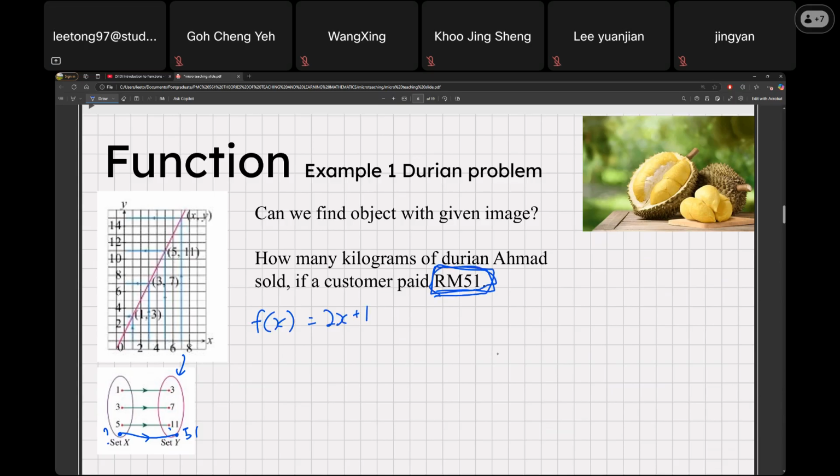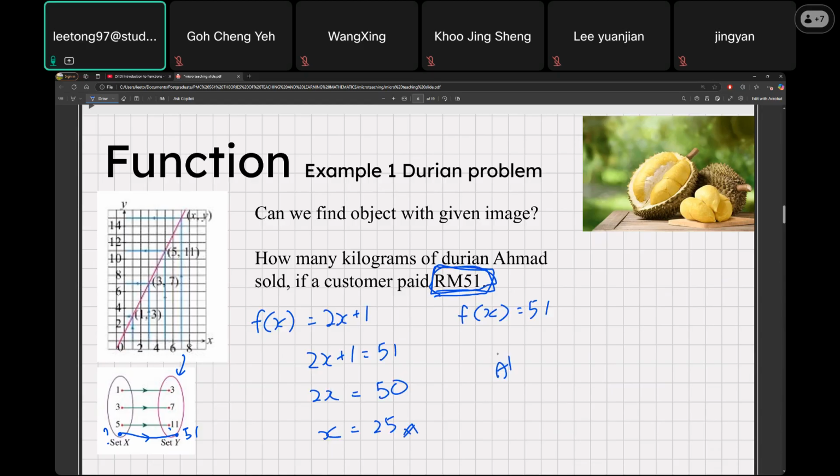So 2x + 1 equals 51, and x is 25. We know that Ahmad sold 25 kg of durian. Okay, this is how you find object with given image.